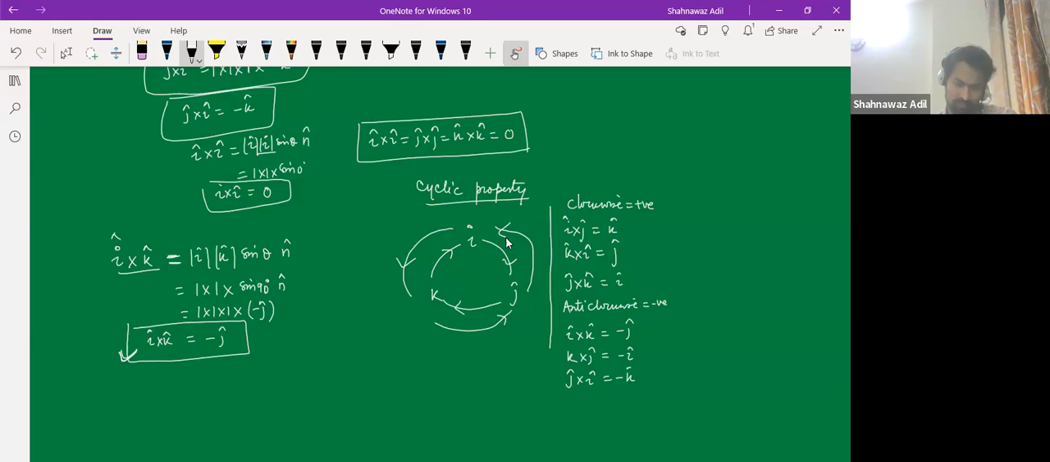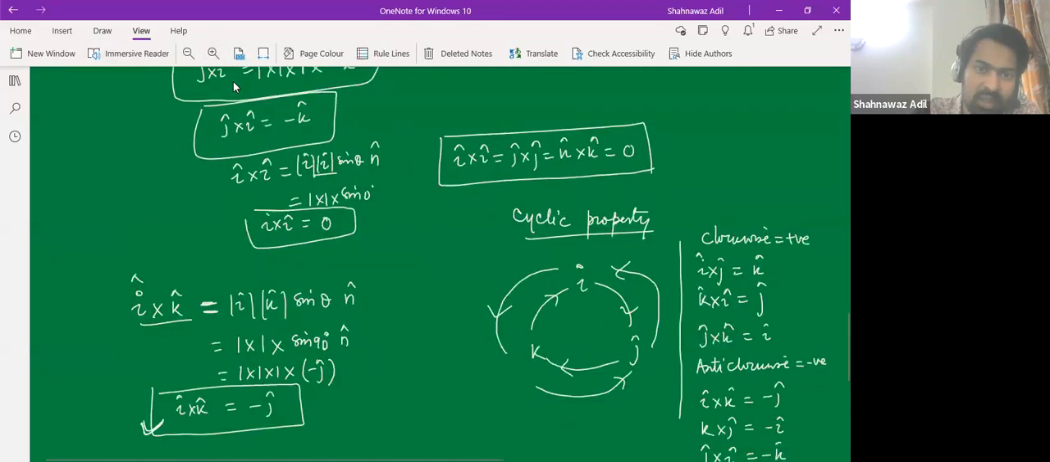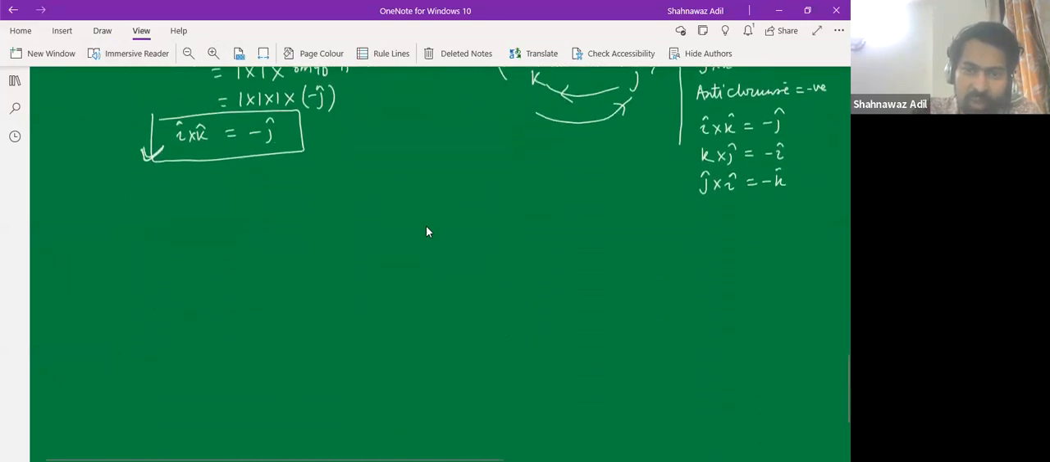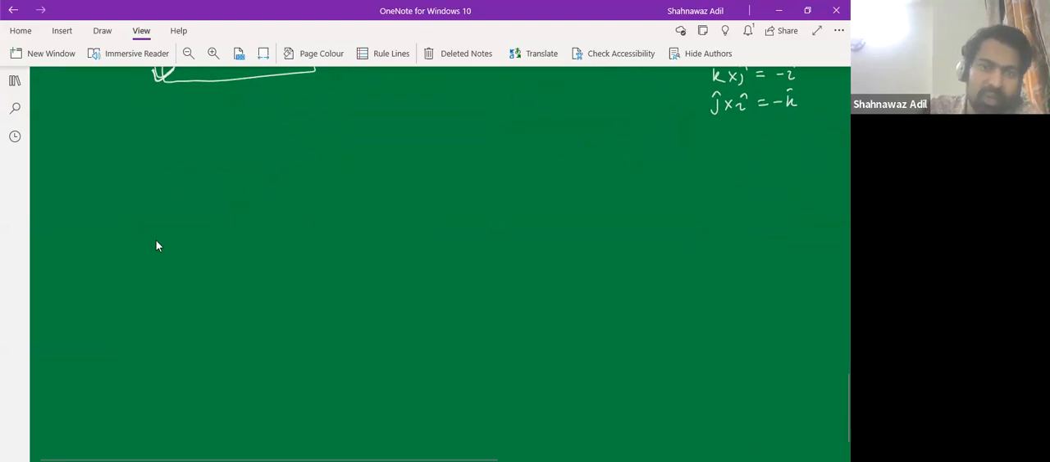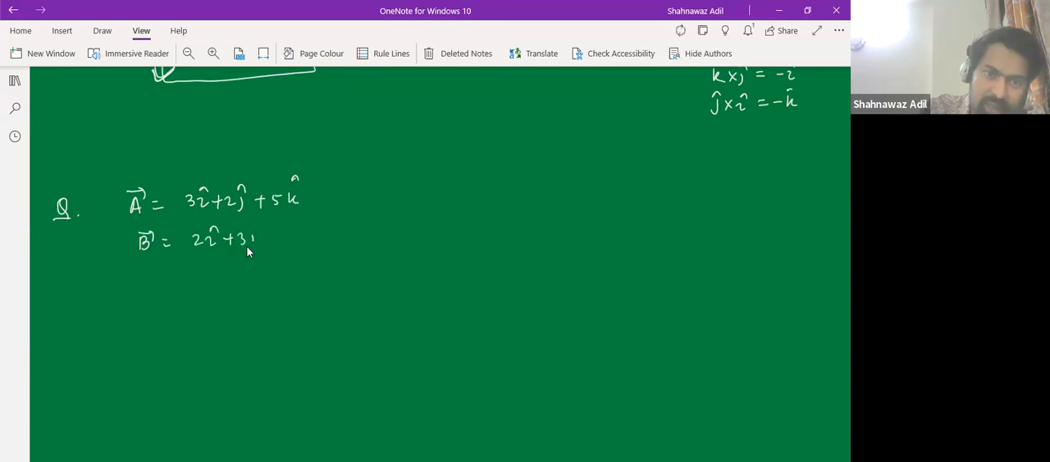Yes, sir, done. Now let us do some questions, and then we'll be able to understand how we calculate the cross product. So let's say that we have a vector A which is 3i plus 2j plus 5k, and a B vector which is 2i plus 3j plus 2k.